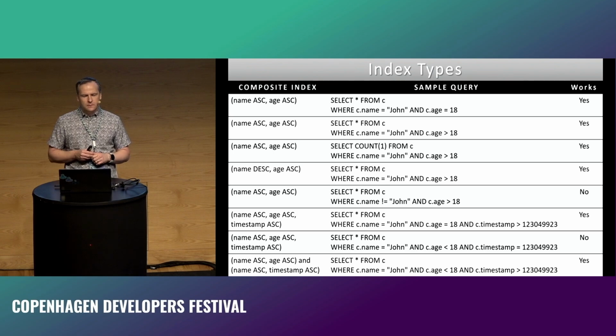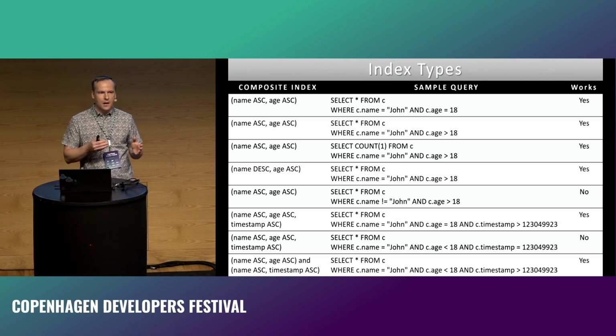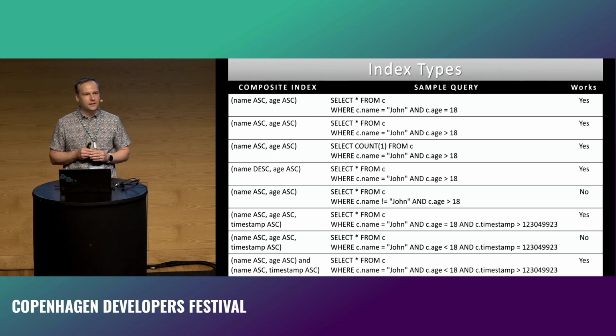Next one, I am using the same composite index, because this time the age is not equal anymore, it's larger than 18, which is a range filter. But in composite indexes, all the range filters must be the last one in the composite index. Because of that, it works. So if my composite index was age, comma, name, this actually will not work.